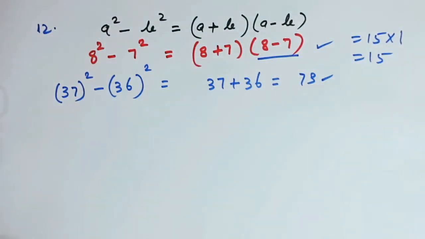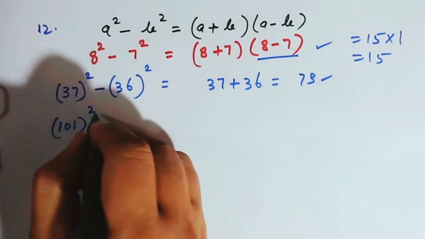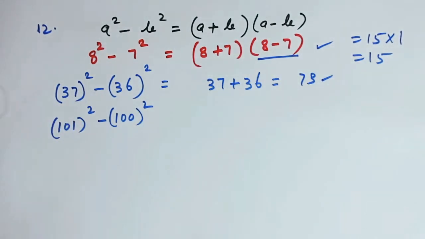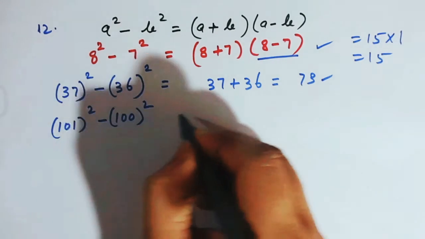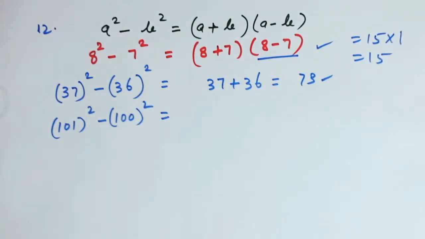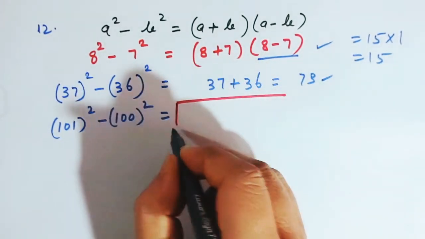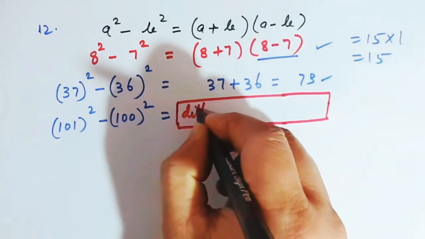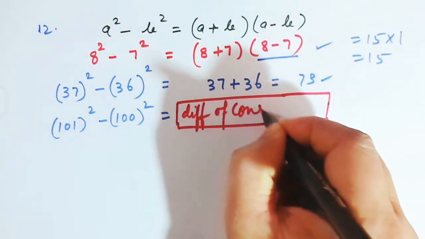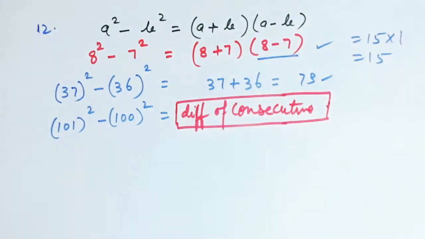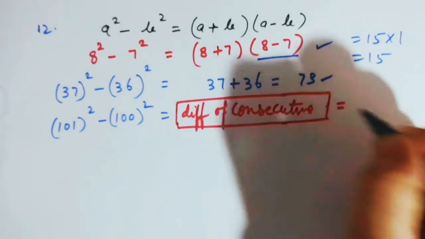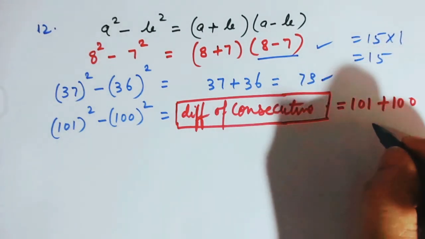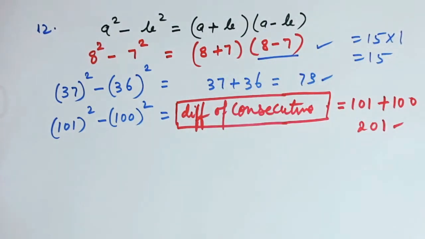Where lies the problem? Take any numbers, for example 101 square minus 100 square, provided these two numbers are consecutive. They should be consecutive numbers. Let me write it so that you do not forget: the difference of squares of consecutive numbers is equal to the sum of the numbers. 101 plus 100 will give you 201 as your answer. It is very simple.